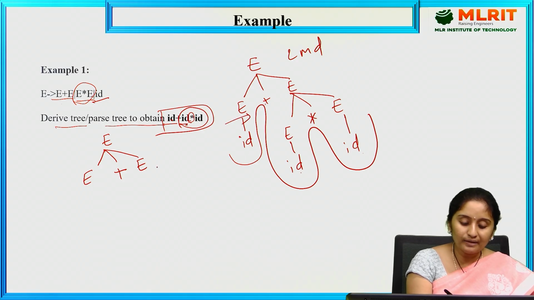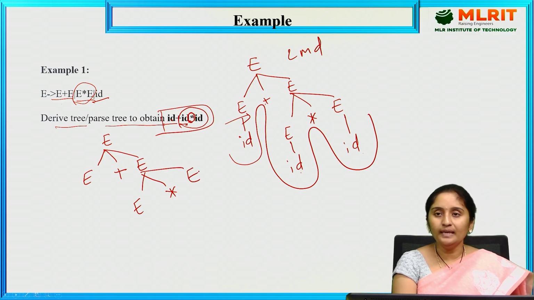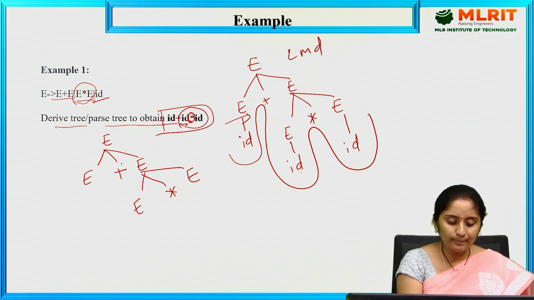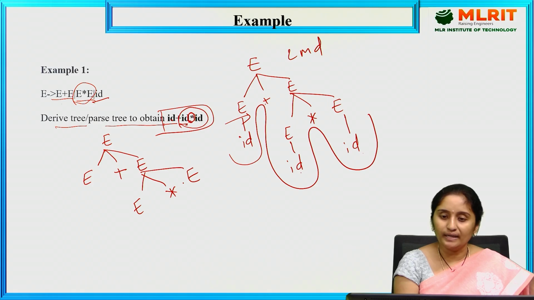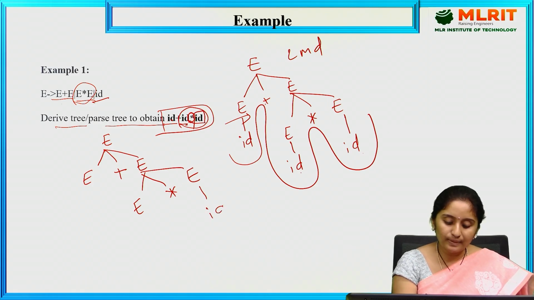Now I am deriving it from the rightmost terminal. Here the operator I'm having is multiplication. So I can derive this E non-terminal by applying E star E instead of E plus E. So E star E is derived. Now I have completed ID plus ID into ID. The last string I'm having is ID, so this E is replaced with ID.